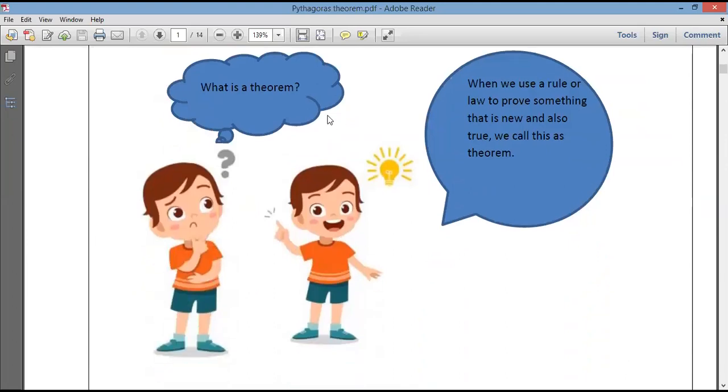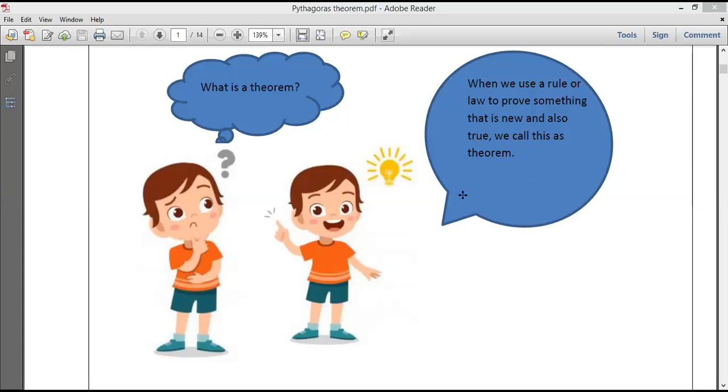Before you know what a Pythagoras theorem is, you have to know what a theorem is. When we use a rule or law to prove something that is new and also true, we call this a theorem.